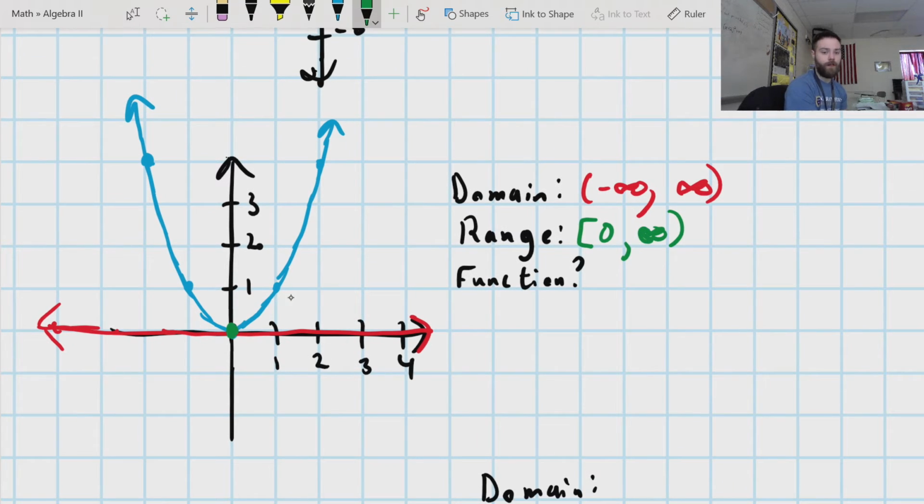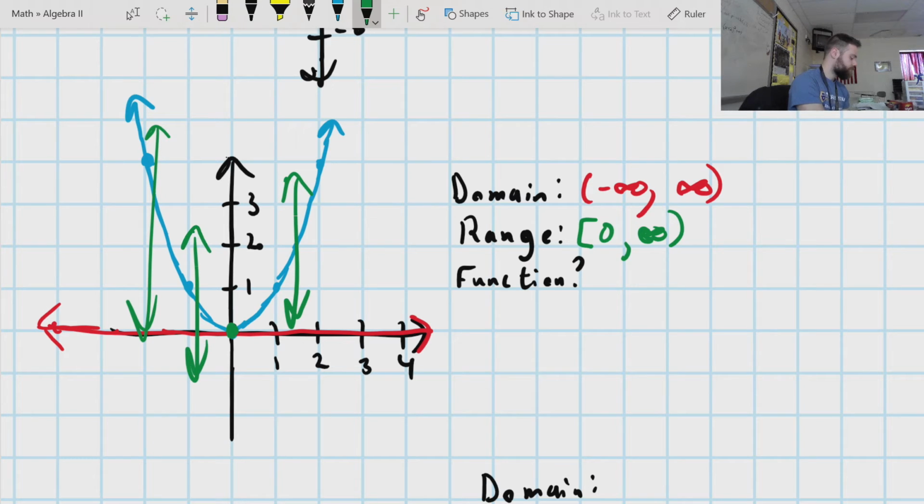If I do the vertical line test, and remember, it's the vertical line test, only up and down. Left and right has no basis here. It does relate to a function, but only for the inverse function, so we'll talk about that hopefully later. If I draw these up and down arrows, you will not hit a point more than once as long as they're straight vertical. So this is indeed a function.